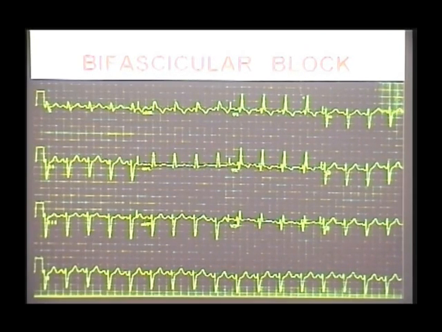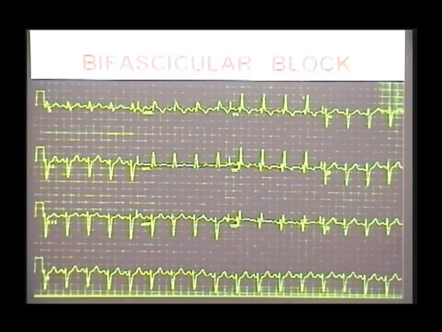So the dictum is, when you first diagnose a bundle branch block, look at the limb leads to see whether there is additional fascicular block. When you first diagnose a fascicular block, go to the chest leads and see whether there is additional bundle branch block. Then only will you diagnose bifascicular block. Is that clear? So this is the dictum.